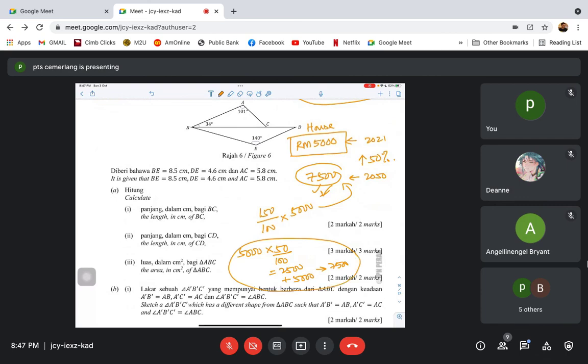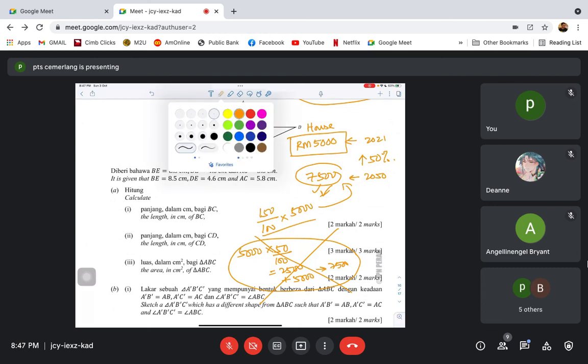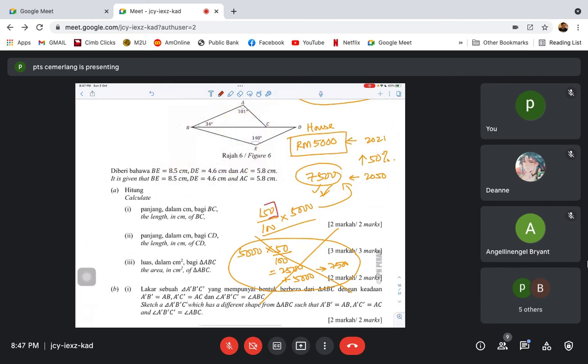Cuma cikgu tak mau kamu, how to say, I would advise you not to do this. Jangan buat macam ni. Kalau boleh, you buat terus 150 over 100 multiply by 5,000. Because I know that there's an increase. Sebab 50% tu increase, so that's why 150. 150 over 100 times 5,000. So itulah dia punya formula lah. So that's how you calculate increase.